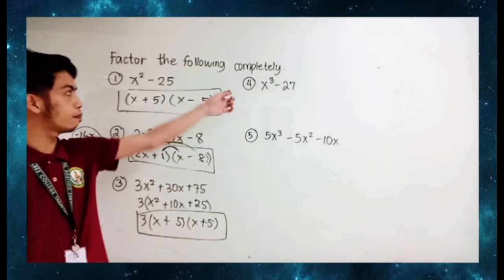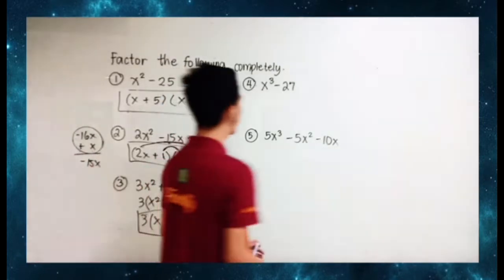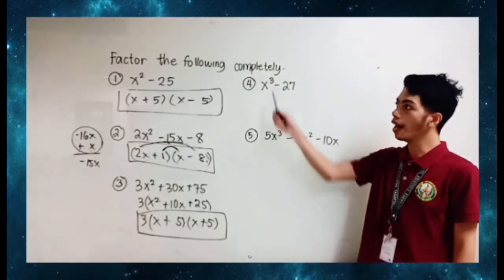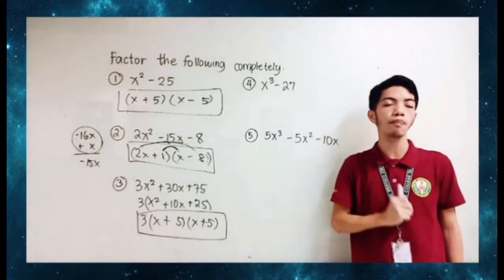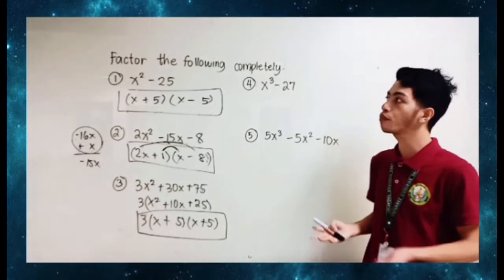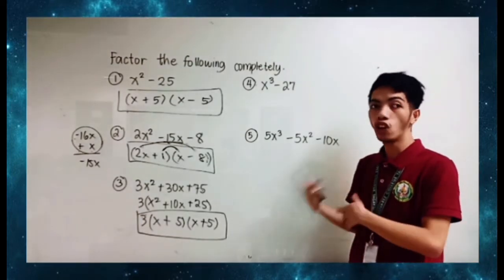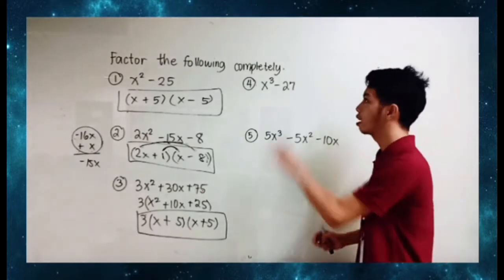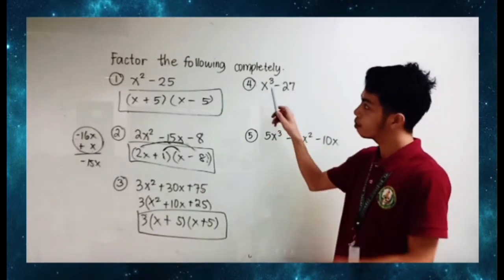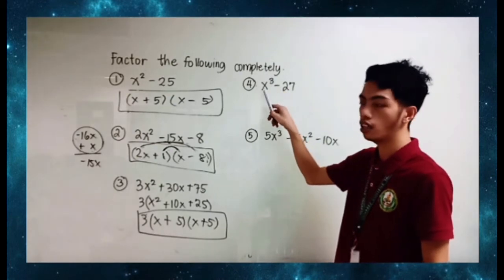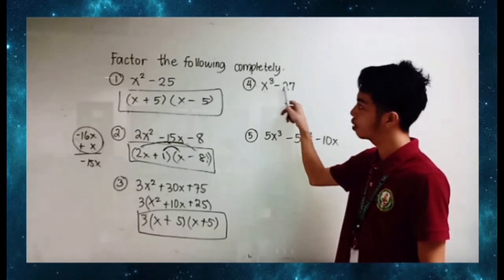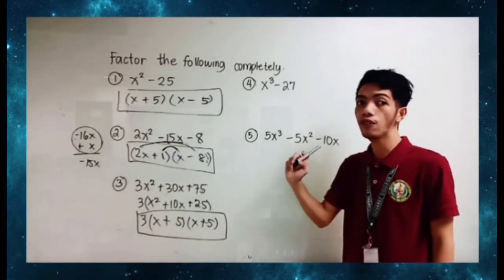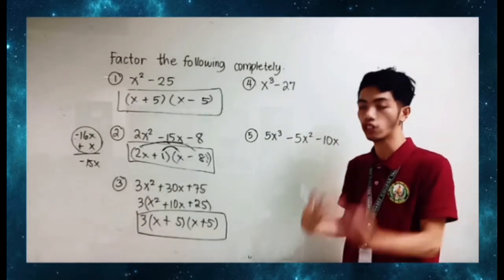Okay, let's have number 4. In number 4, you have x cubed minus 27. If you have x cubed minus 27, dito na papasok ang tinatawag na binomial times a trinomial. So, paano mangyayari yun? Ganito lang siya. Kapag perfect cube, okay? Perfect cube ang first term, perfect cube ang second term. So, gagamitin mo na yung difference of two cubes kung paano siya i-factor.